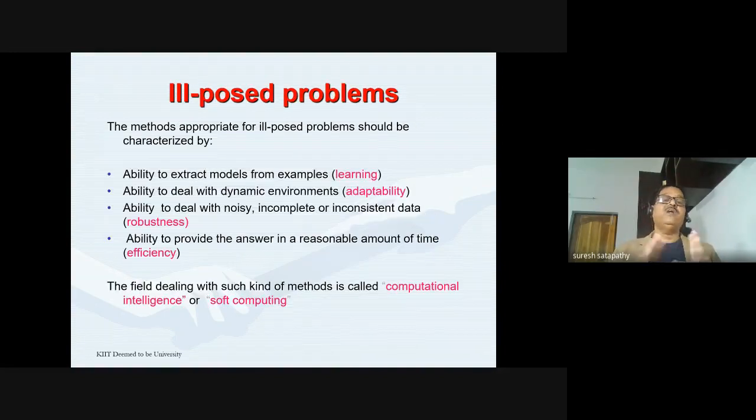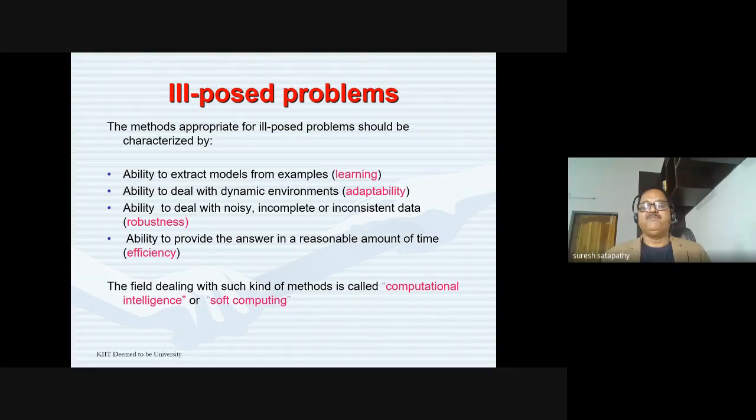The most important thing when you are designing any intelligent system for an ill posed problem, the four most important things you have to see: learning, adaptability, robustness, efficiency. Any model or system you are developing must be able to extract models from the examples. Friends, what are examples? Data are examples only. You always give the data, those are examples. From the examples you should be able to learn. For example, now I'm giving so many examples, and what is your brain doing with my examples? Maybe some of you are able to extract something. That is called learning.